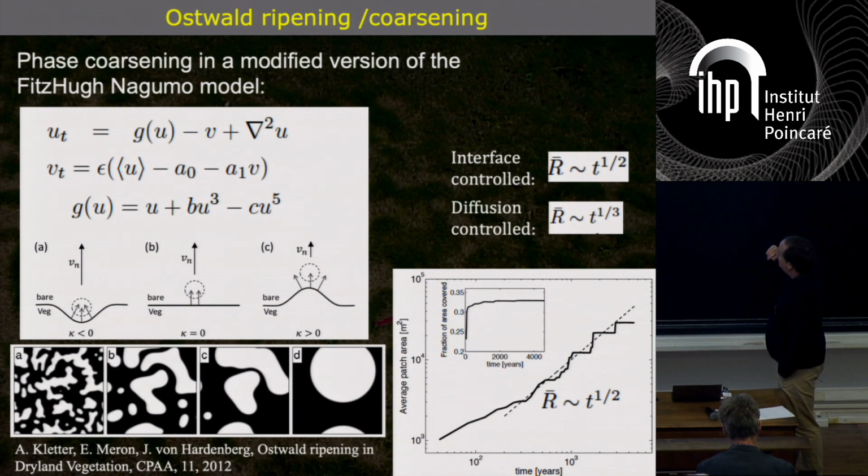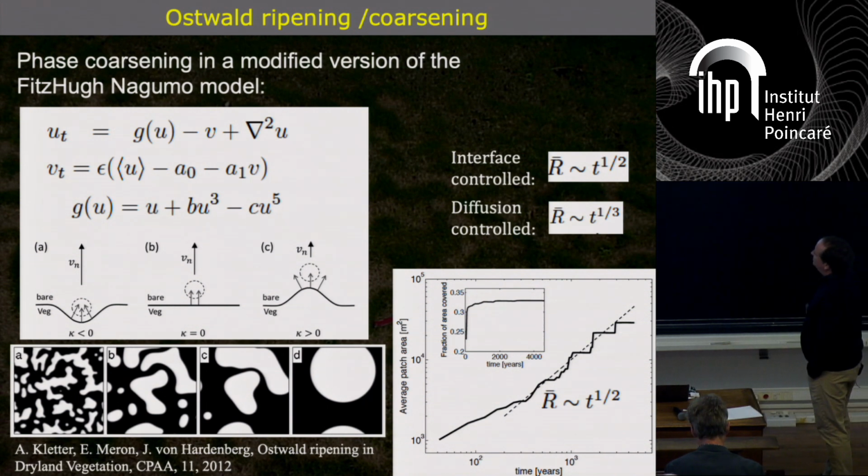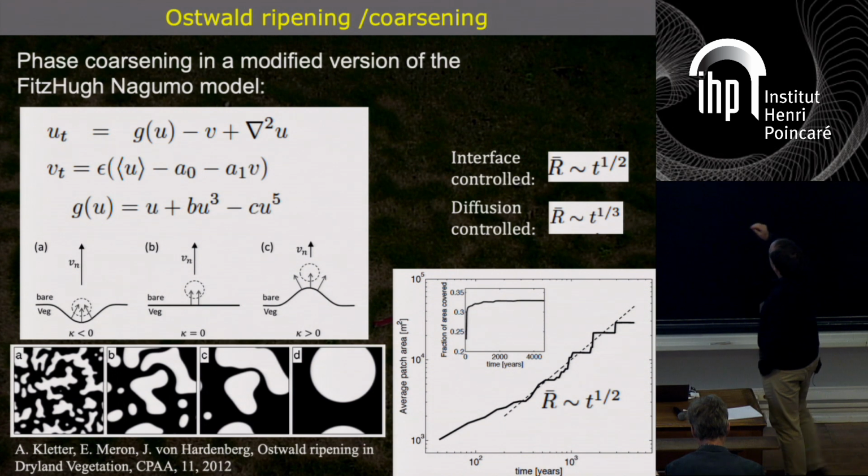Ehud Meron did that in his book, on how this is happening based on the front velocity. You can model it also in simpler models, like the FitzHugh-Nagumo model. And basically you can get some understanding of why this is happening: that this is a front, interface controlled phenomenon.